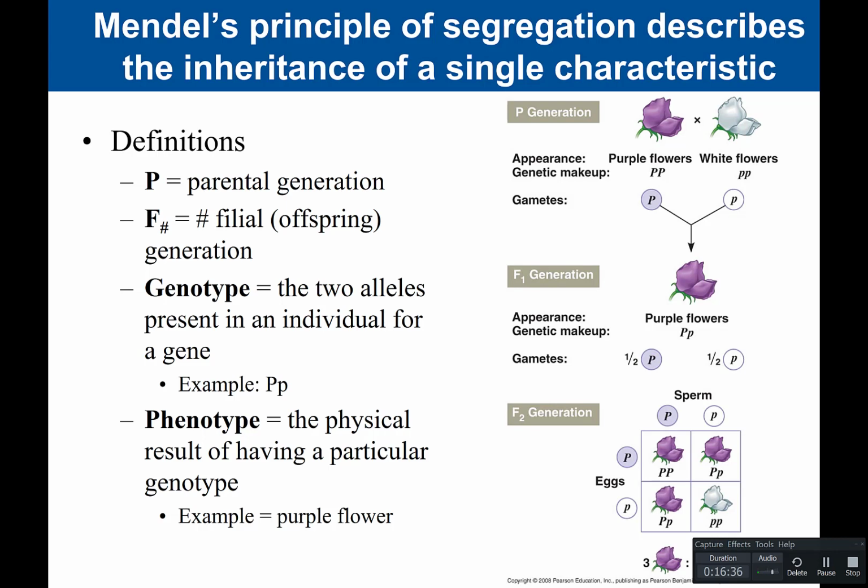Phenotype. Phenotype is going to be the physical result of having a particular genotype. So if we look at an example of genotype, a genotype would be what genes, so what alleles. So a genotype could be big P, little p. That's its genotype. Its phenotype is what you're physically going to see. So if the plant is big P, little p, that means that its phenotype is going to be purple flowers. That's what we actually see as a result of having big P, little p.